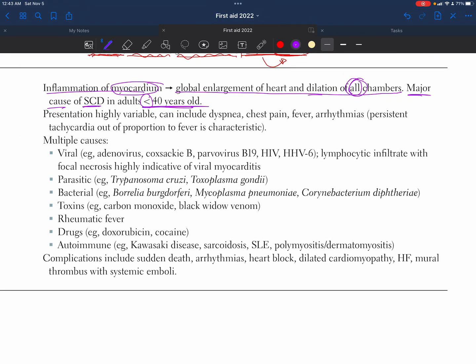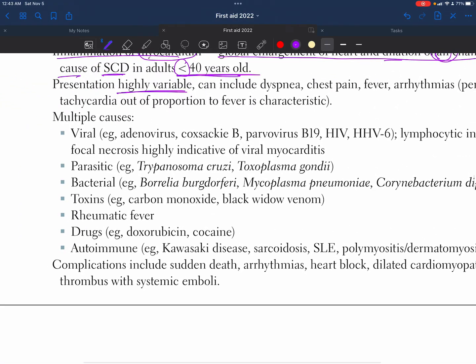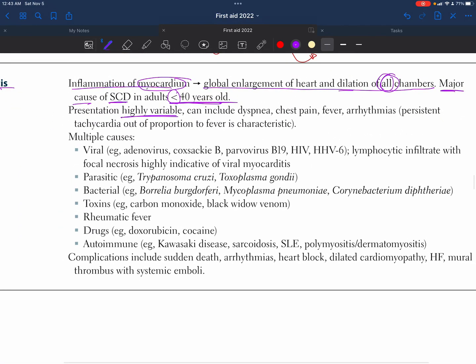So the presentation is highly variable, and it makes sense because it's not specific to one piece of the heart, it's all of it. So the presentation is highly variable. It could include dyspnea, chest pain, fever, and arrhythmia, and specifically, persistent tachycardia out of proportion to the fever is characteristic.